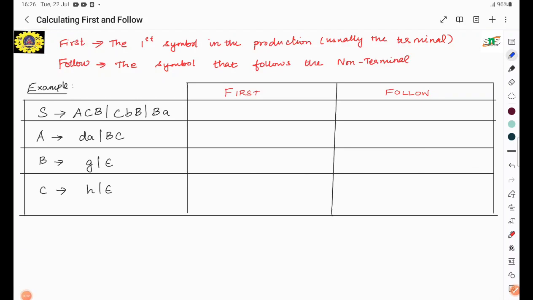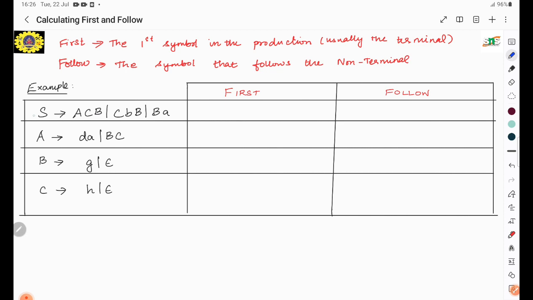In this video, we are going to look at how to calculate the first and follow. It is usually the second step in our LL1 parser. So now I have considered a CFG, and for the CFG, we are going to look into how the first and follow is being calculated for each and every non-terminal.